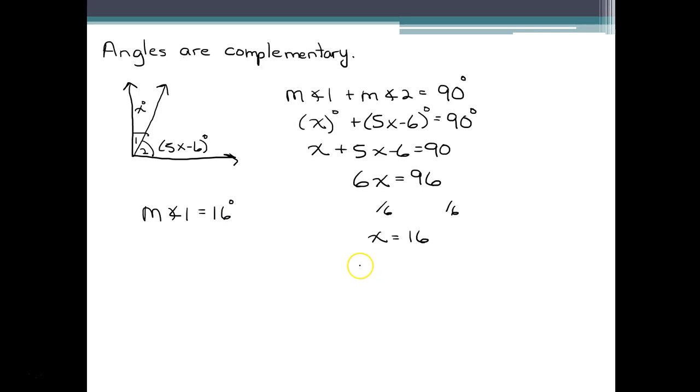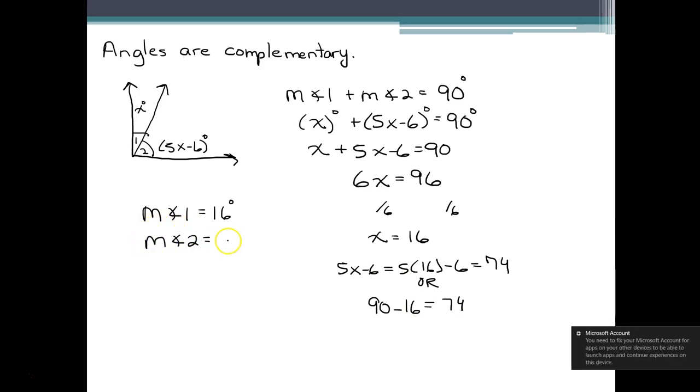And then for angle 2, you can either do 5x minus 6, which is 5 times 16 minus 6, 80 minus 6, which is 74, or you could just say 90 minus 16, and you get the same thing. So the measure of angle 2 is 74 degrees. Sorry about that. And 16 and 74 do add up to 90 degrees.